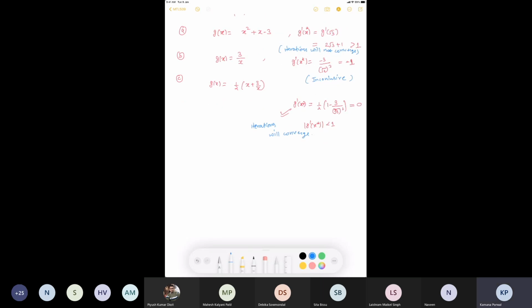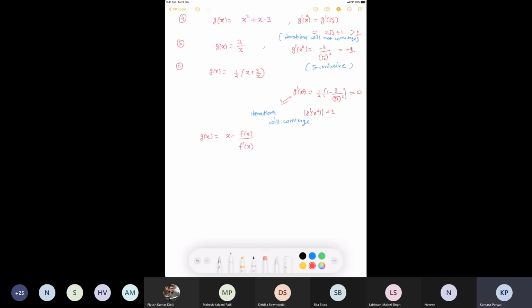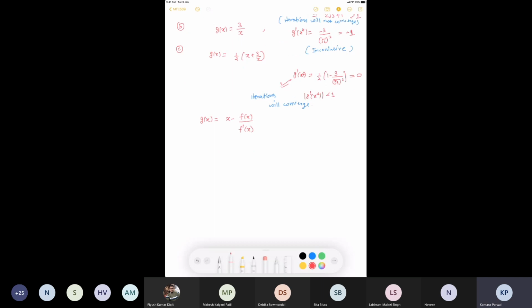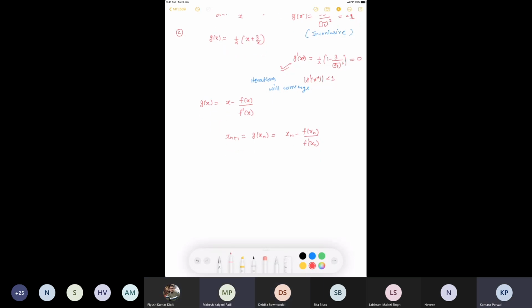So what is this case? The last case is when we have g of x defined as x minus f of x divided by f prime of x, right? So with this choice of the g, if you observe the fixed point iteration method, which is nothing but xn plus 1 is equal to g of xn, what is g of xn? It is xn minus f of xn divided by f prime of xn. So I think you already recognize this method. Yes, this is the Newton method. Newton method, right?